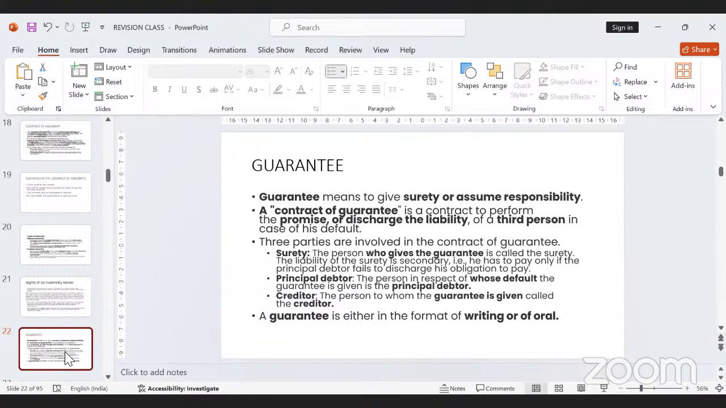So take for example, I have borrowed 1 lakh rupees from State Bank of India and my friend has signed as surety there. That means if I fail to repay that 1 lakh rupees, now SBI will ask my friend to make the repayment, right? So there are three people involved here: me, the bank and my friend. So bank is the creditor, the one to whom my friend has given the guarantee. My friend is the surety and I am the principal debtor.